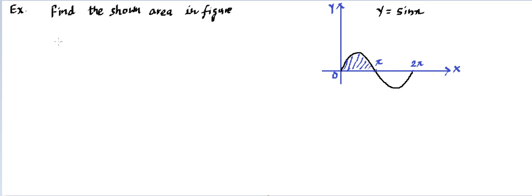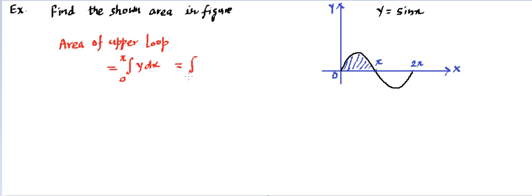So the area that we are interested in, let me write, area of upper loop. We can think there's the upper loop, there's a lower loop. So the area of the upper loop is going to be equal to integration of y dx. That's the area, and it has to be integrated from 0 to pi. We can get the limits from the graph. And y is sine x, so we can put the value of y. So it's going to be integration from 0 to pi of sine x dx.